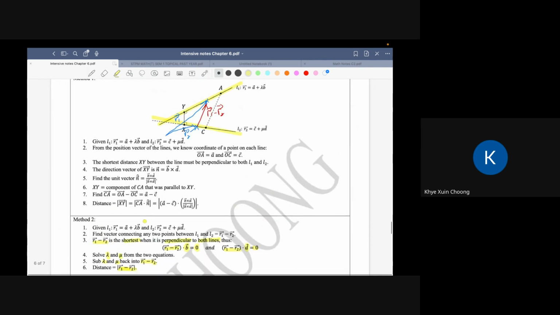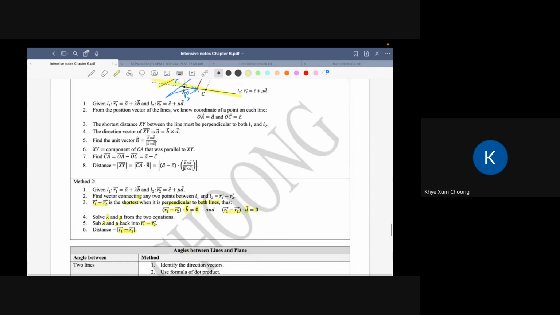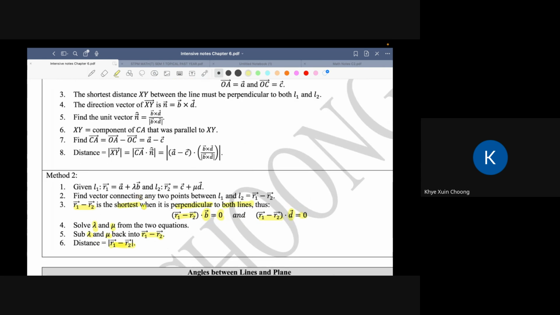Of course, there is another method. This method you can look at yourself. I think this method is easier, so I prefer you use this method too.